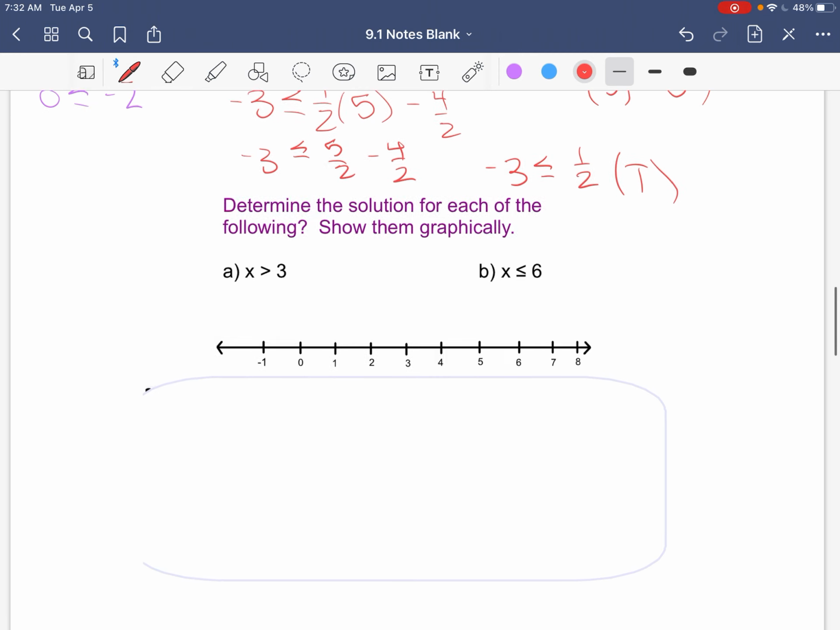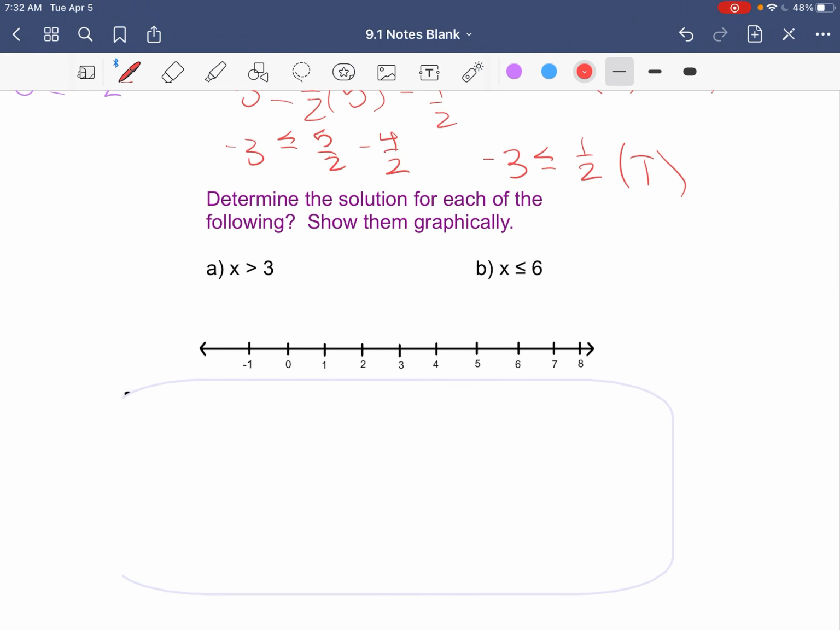So we're going to then find the solution for the following. We're going to do it graphically. So any numbers where x is bigger than 3. With this, if you don't have an equal to, that is an open circle. So we would open circle at +3, and we want all the numbers that are bigger than that. Well, that is all the numbers that way. There we go. That's our solution for that one.